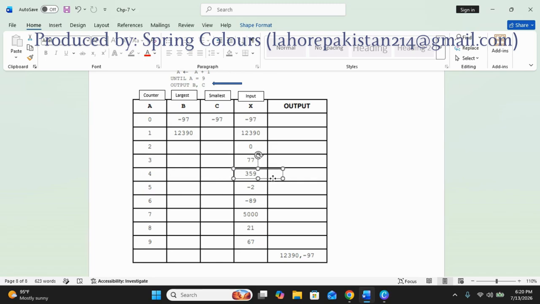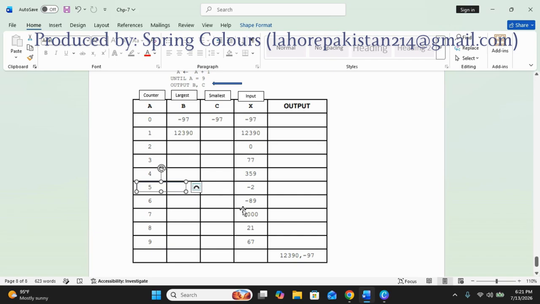Next, the user will give the value of 3959, which is not greater than 12390, and is also not lesser than minus 97. So nothing will be assigned to B or C, and the value of counter will increase to 4. Next, the user will give the value of minus 2, which is not greater than 12390, and is also not lesser than minus 97. So nothing will be assigned to B or C, and the value of counter will become 5.